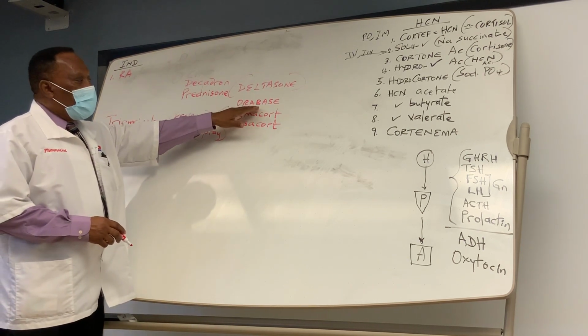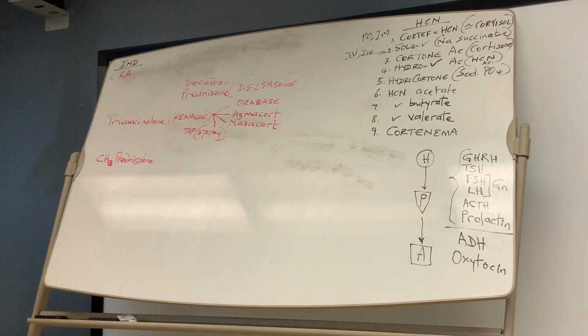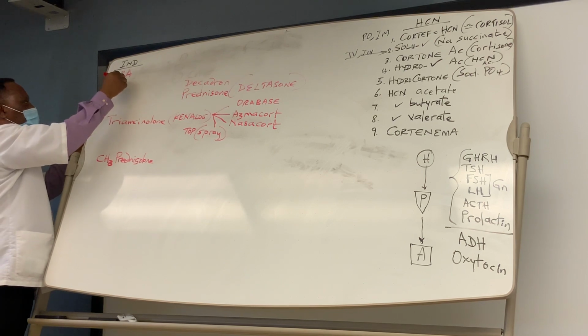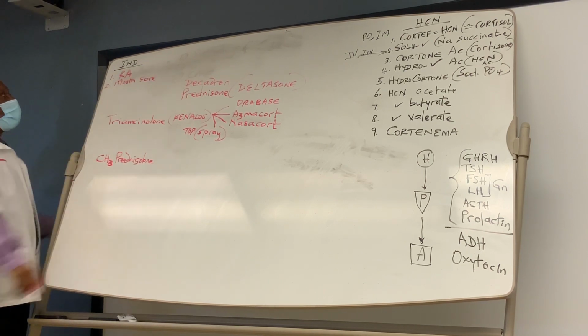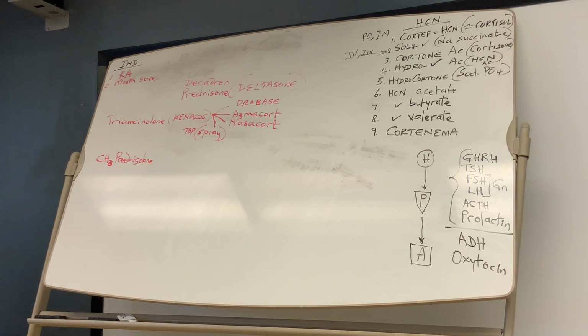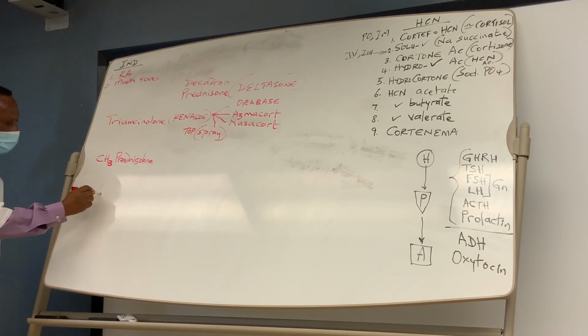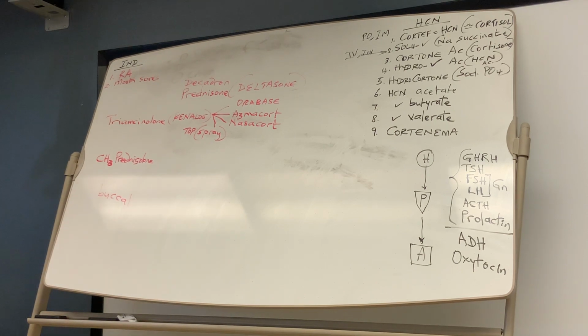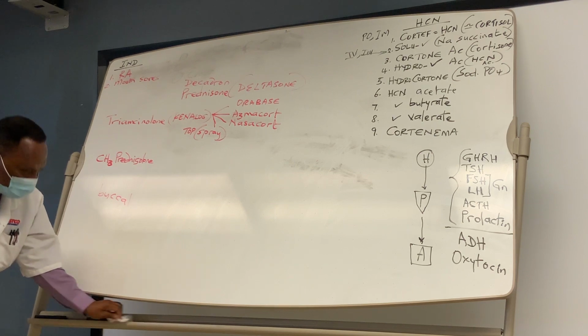Now, the Orabase, that is Kenalog in Orabase, is mainly used for mouth sores. So we can use that as another indication of your adrenal steroid. Because once you use that paste, that Orabase is like a paste, it can adhere or bind to the inside portion of the cheeks, that is buccal. So it can bind to the inside of the cheeks, it can bind to the base of the teeth, so it helps to manage sores that are within the mouth.